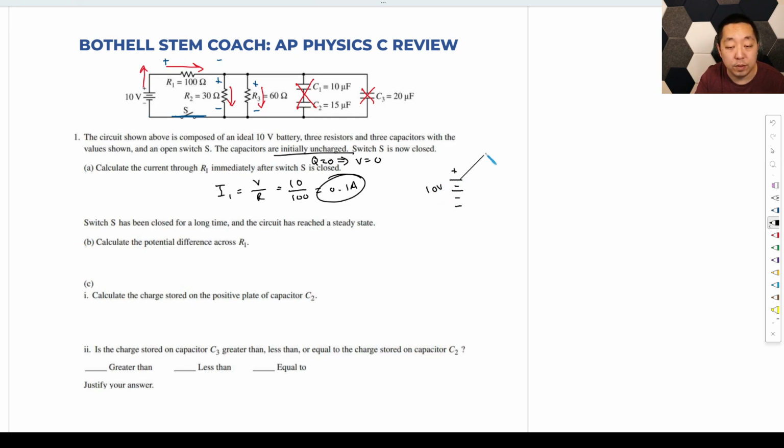And then you have this 100 ohm. Then these 2 collapse into a single resistor. So we're going to replace these 2 with an equivalent. How do we find that equivalent?